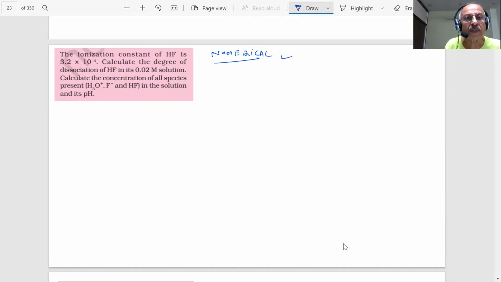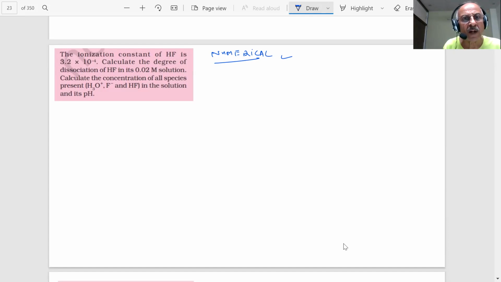What he says, the ionization constant of HF is 3.2 into 10 minus 4, students. Calculate the degree of dissociation of HF in 0.02 molar solution. Calculate the concentration of all the species present in the solution and its pH. You have 2 minutes to answer the question, students. After that, we will solve the question together.